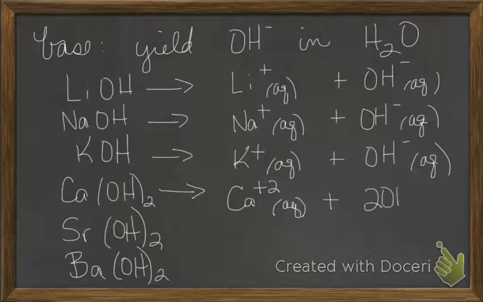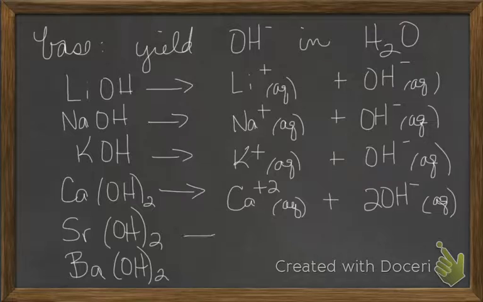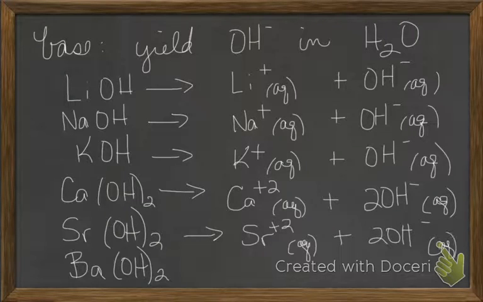And when I get down here to the calcium, strontium, and barium, I'm going to have the same thing like I had over here with the sulfuric acid. I'm going to have 2 hydroxides on those. Okay? And the barium would be likewise. And those are all aq. So those are what an acid is, what a base is, and how the strong and the weak ones ionize.